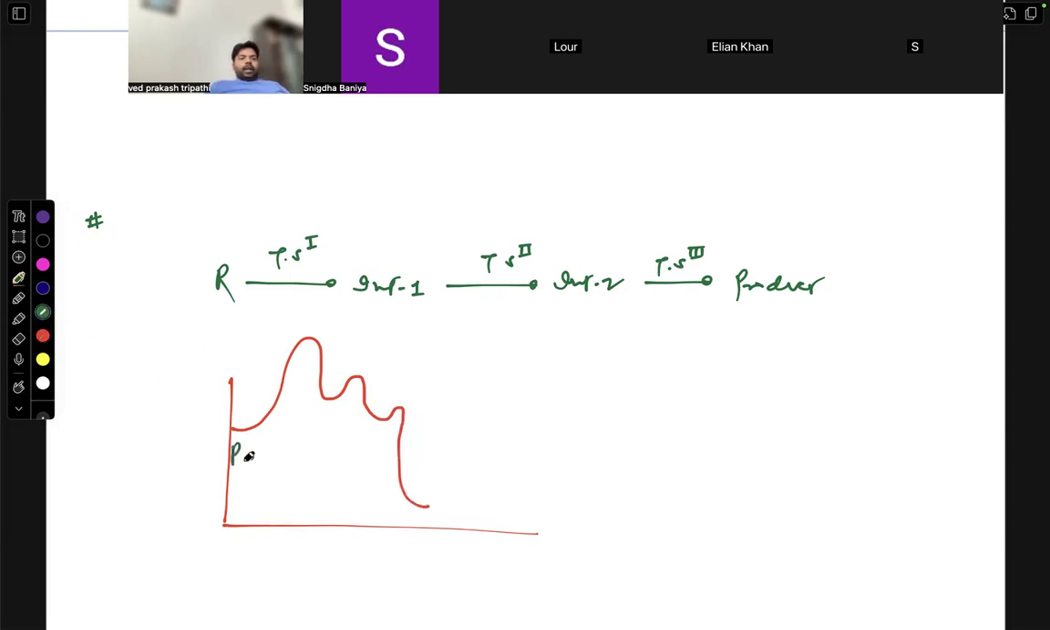So reactant, product, potential energy, progress of reaction. This is intermediate 1. This is intermediate 2. This is transition state 1. This is transition state 2. This is transition state 3. Make sense?